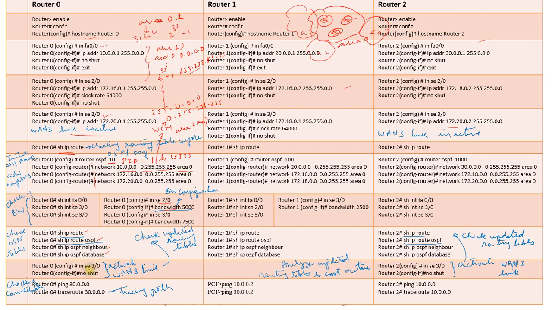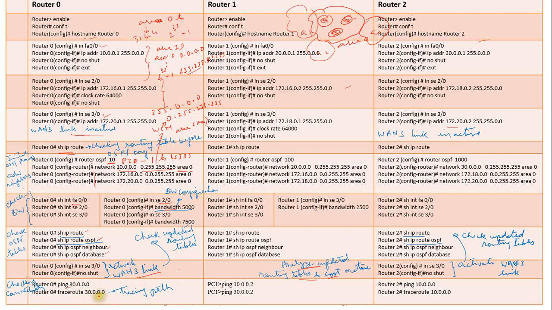Now after this you can activate the WAN 3 link by using the no shut command on the appropriate serial interface. And after activating this WAN 3 link, again check the updated OSPF routing tables, and try to analyze the updated routing tables and the cost metric in them. Now this completes the OSPF configuration and checking of the routing tables. Now you can check the network connectivity between the end devices using the ping command on the router, or you can use the ping command between any two end devices, or you can trace out the complete routing path using the traceroute command.